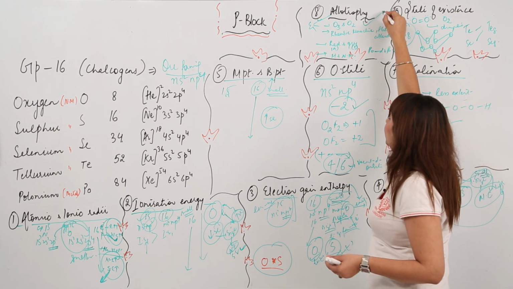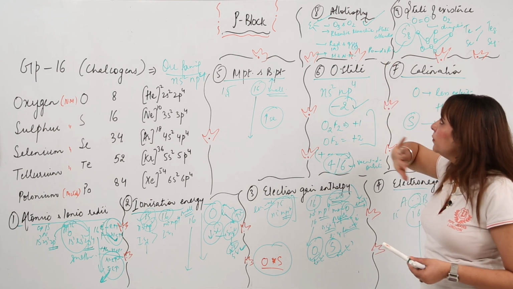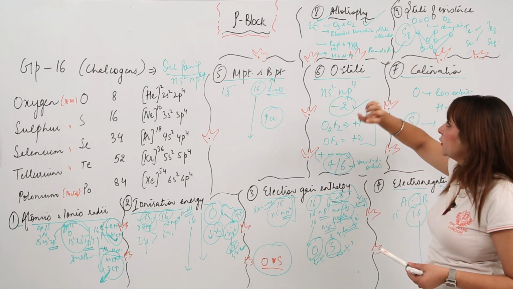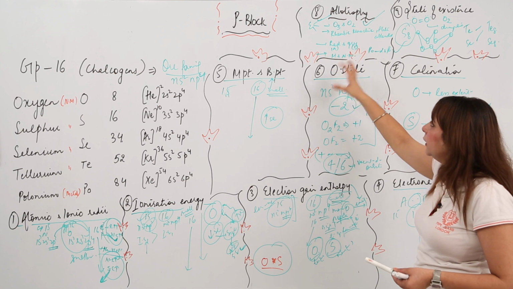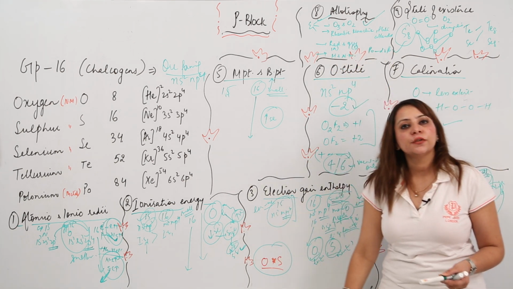And moreover, this group is showing beautiful allotropic forms. So you need to remember all these forms: monoclinic, plastic, colloidal for sulfur, red and grey for selenium. Likewise, you should be well versed with allotropy as well. So these are the physical properties of group 16.